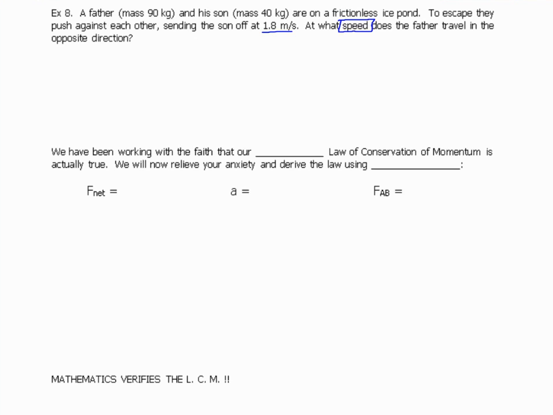So they're on a frictionless ice pond, and here's the problem with being on a frictionless ice pond. You can't take steps, you can't walk, because the pushing back of your foot requires friction to propel you forward. So you can't just walk off, and you can't just lay down and scoot off, because if you're going to pull yourself with your arms and legs, it requires friction. So there's no way off here except for this scenario.